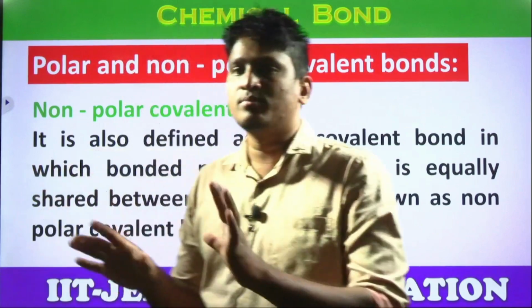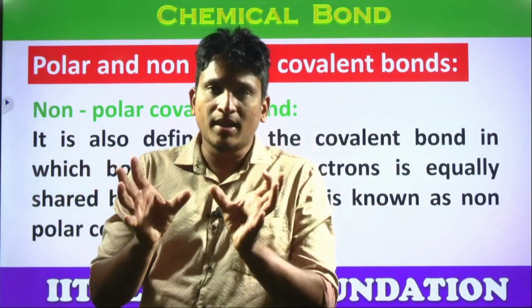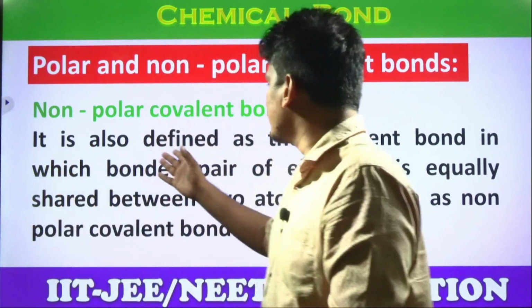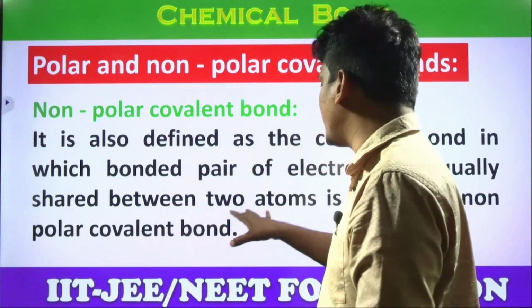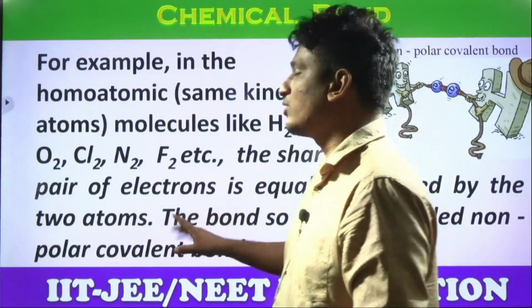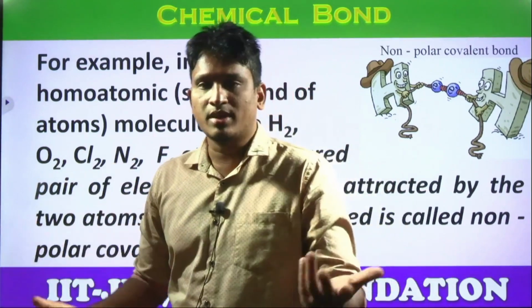This non-polar covalent bonding is expected, students, between the same combining elements. It is defined as the covalent bond in which the bonded pair of electrons is equally shared between the two atoms. Equally shared means covalent bond is equal sharing only. There is no doubt about that.